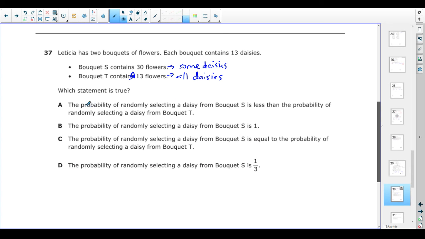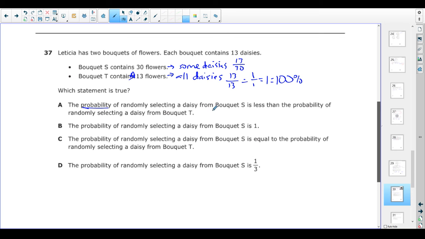Okay. Which statement is true? And then all these are about probability, so let's actually figure out the probability. So bouquet S, there's 13 out of 30. And I can't simplify that. 13 is prime, so it's just 13 over 30. And then bouquet T is 13 over 13, because we said it's all daisies. That simplifies to 1 over 1, or just 1, or 100%.